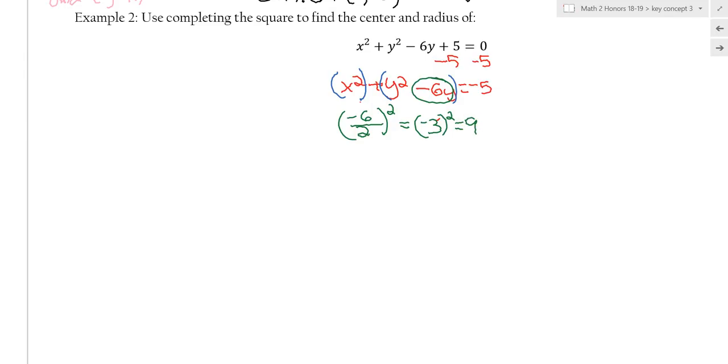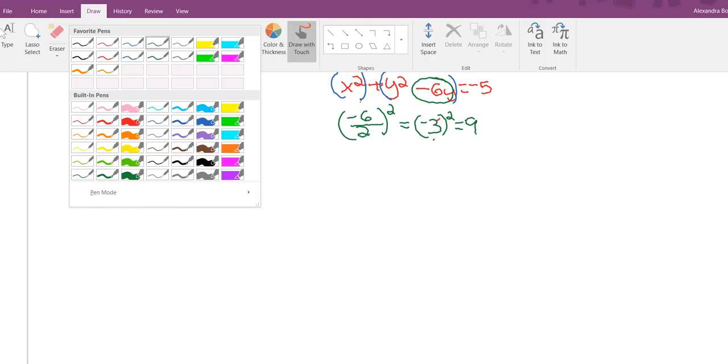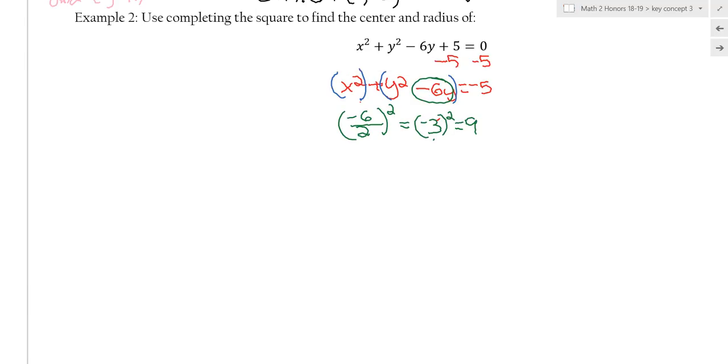Again, I show this middle step because we eventually use that number. A lot of us like to do things in our head, which is fine. However, I use that number, so I don't want to forget about it, or at least make sure you know what this number is going to be.